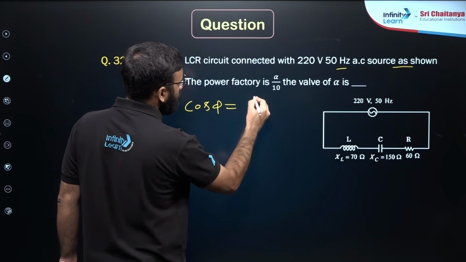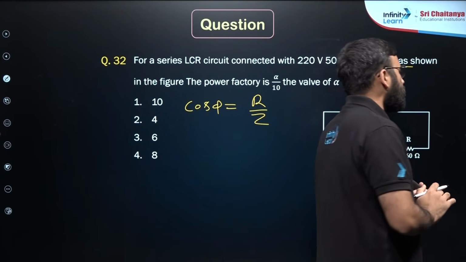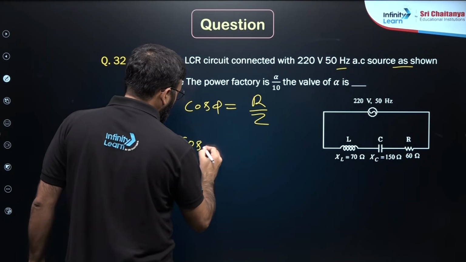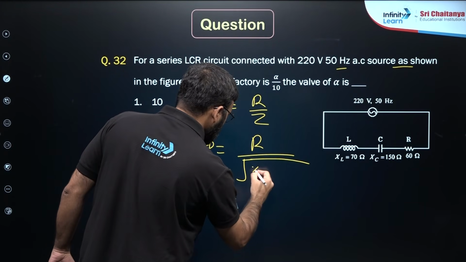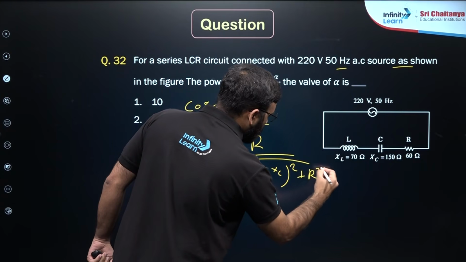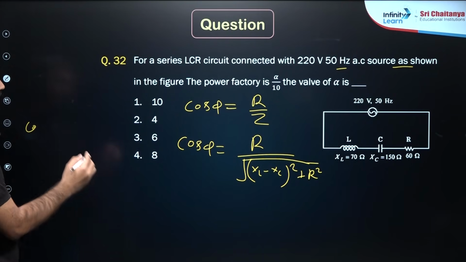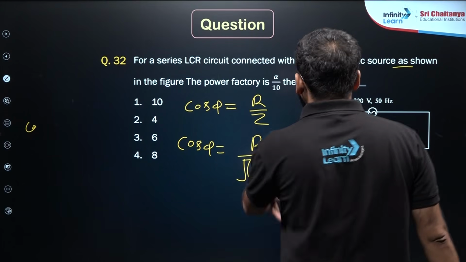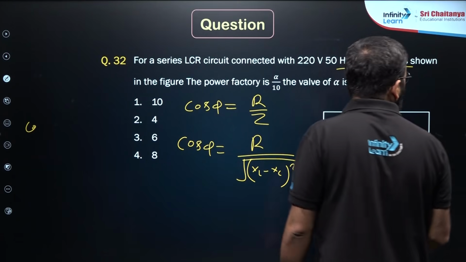Power factor cos phi equals R upon Z. Okay beta, you can do the calculation of this one. What is my Z in the impedance? So cos phi equals R upon Z, where XL value is 70, XC value is 50 and R is 60. Just I am doing the calculation here.